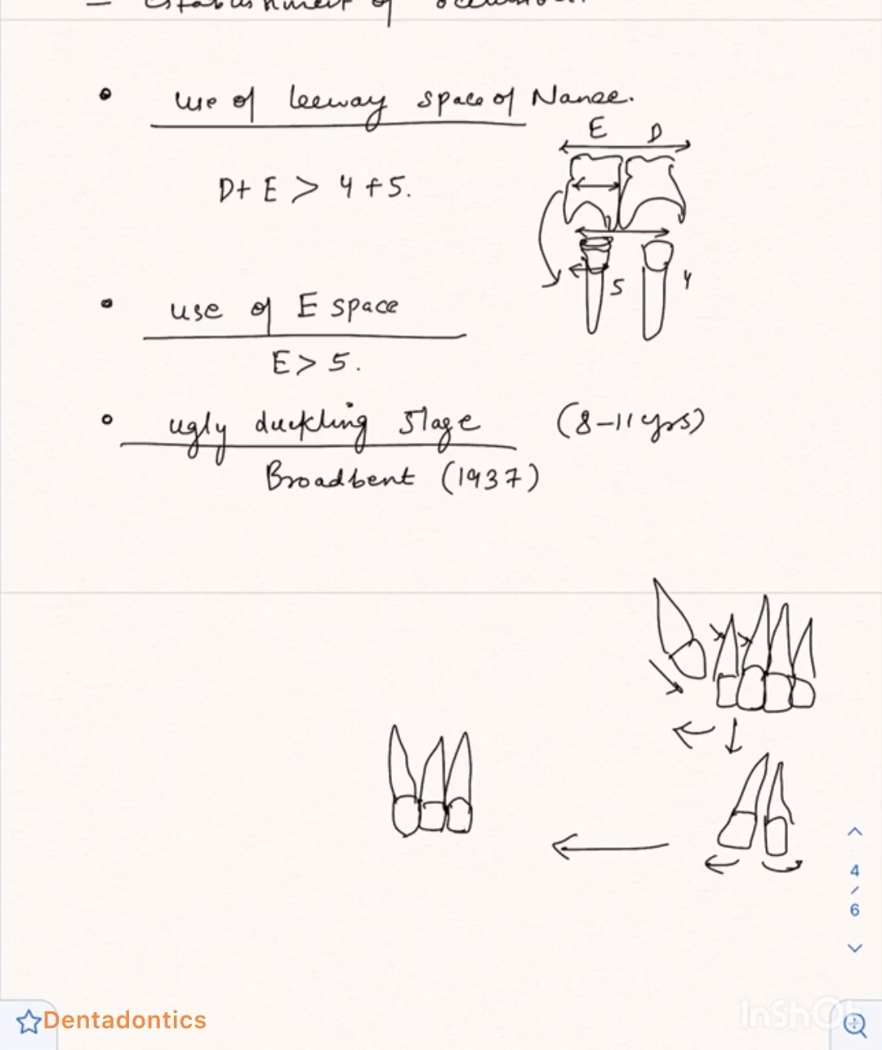It is a self-correcting anomaly because as the canine erupts into the oral cavity, it puts pressure on the crown and thus it becomes normal. So this basically occurs in 8 to 11 years of age and resolves itself.